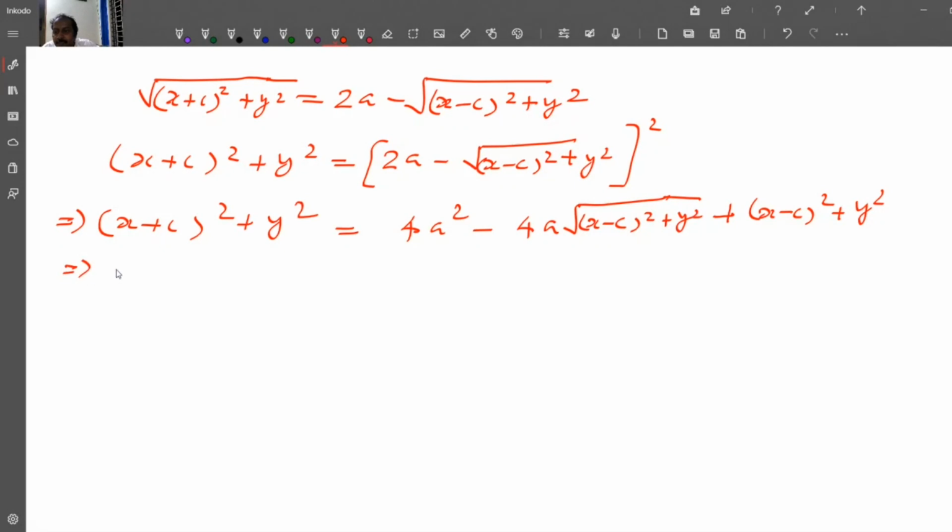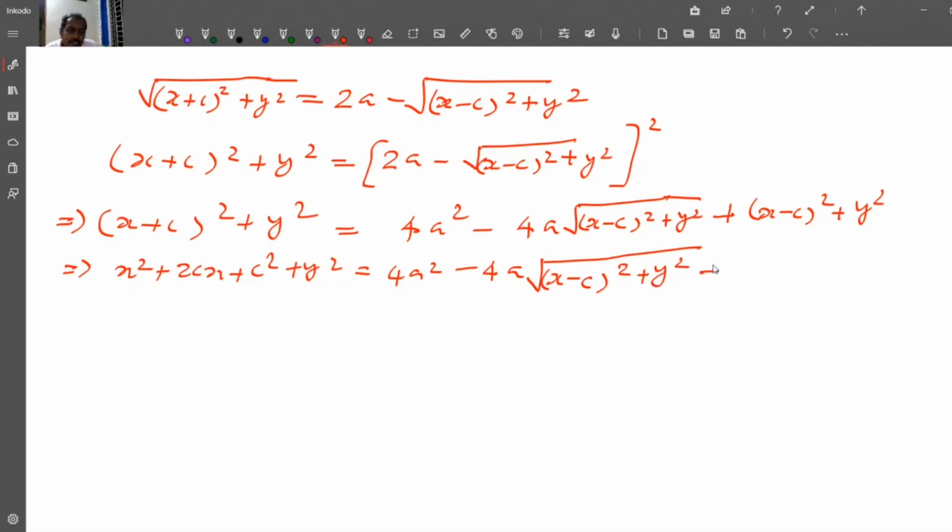So this implies x square plus 2cx plus c square plus y square is equal to 4a square minus 4a into, keep the radical in the same way, root of (x minus c) the whole square plus y square, plus x square minus 2cx plus c square plus y square. So you can cancel x square on both sides, c square on both sides, and y square on both sides. You can take this 2cx to this side, so you will get 4cx.